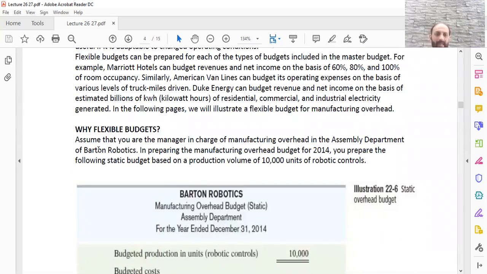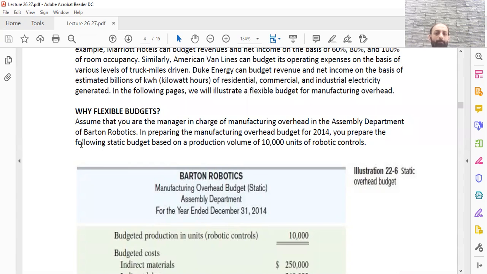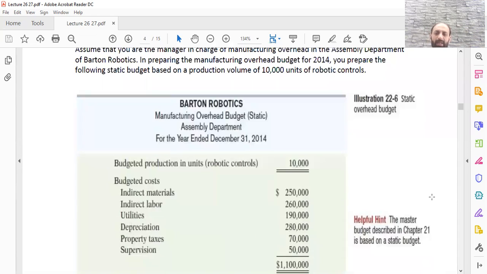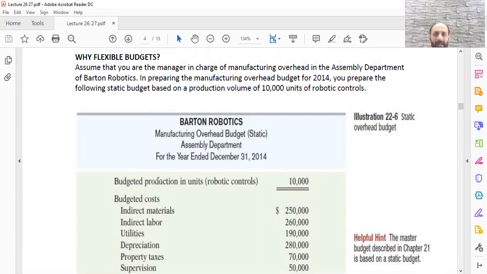Why flexible budgets? Assume that you are the manager in charge of manufacturing overhead in the assembly department of Baton Robotics. In preparing the manufacturing overhead budget for 2014, you prepared the following static budget based on a production volume of 10,000 units of robotic controls. You made this manufacturing overhead budget keeping in mind the production volume of 10,000 units. Now, this is a static budget. Why? Because you have only taken care of one level of output.